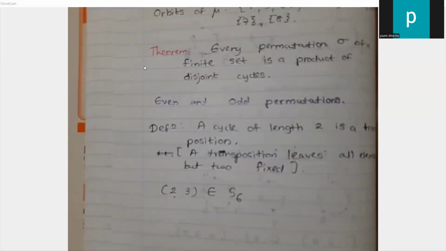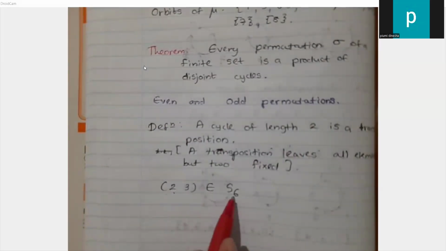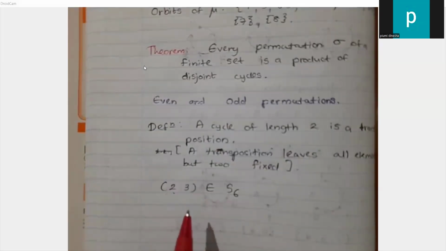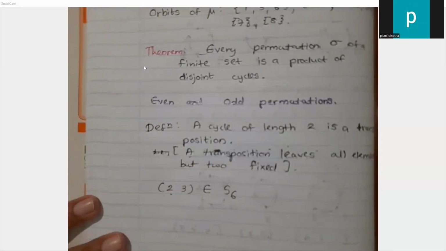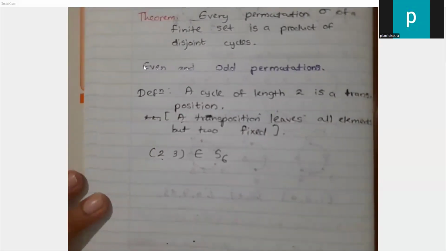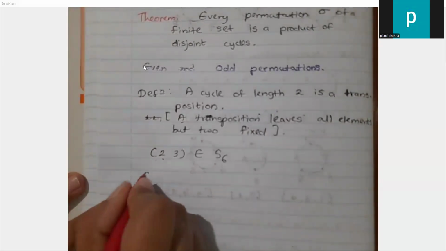What about the rest of the elements? In a transposition, you have 2 elements that are mapped to each other. Everything else should be fixed. Because it's an element in S6, this simply tells you 2 is mapped to 3, 3 is mapped to 2, 1 will be fixed, 4 will be fixed, 5 and 6 are all fixed. This is what I have written over here within brackets.